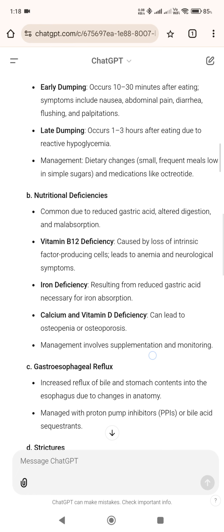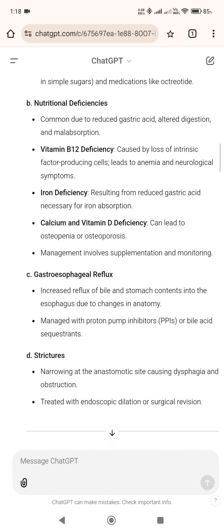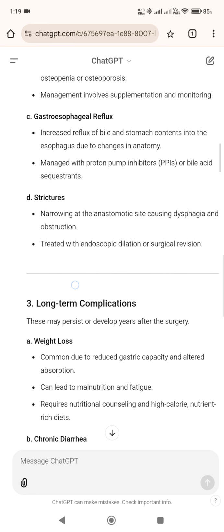B. Nutritional deficiencies, common due to reduced gastric acid, altered digestion, and malabsorption. Vitamin B12 deficiency, caused by loss of intrinsic factor-producing cells, leads to anemia and neurological symptoms. Iron deficiency, resulting from reduced gastric acid necessary for iron absorption. Calcium and vitamin D deficiency can lead to osteopenia or osteoporosis. Management involves supplementation and monitoring.